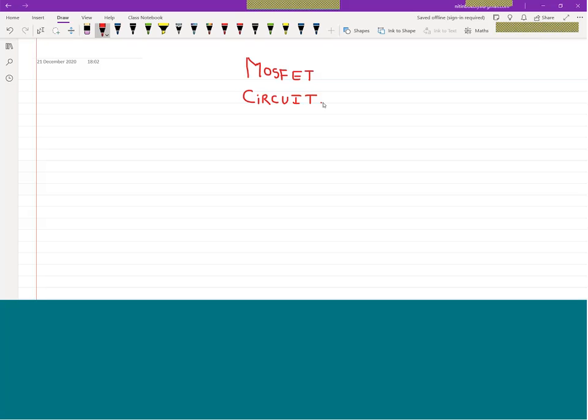So we can say the full form of the MOSFET is metal oxide semiconductor field effect transistor.